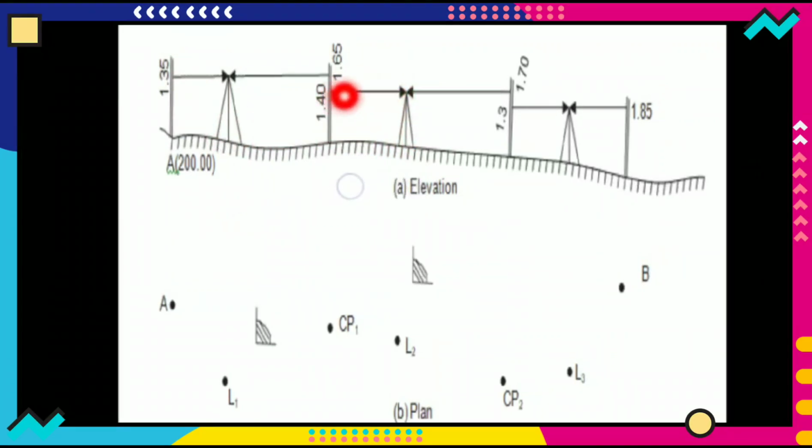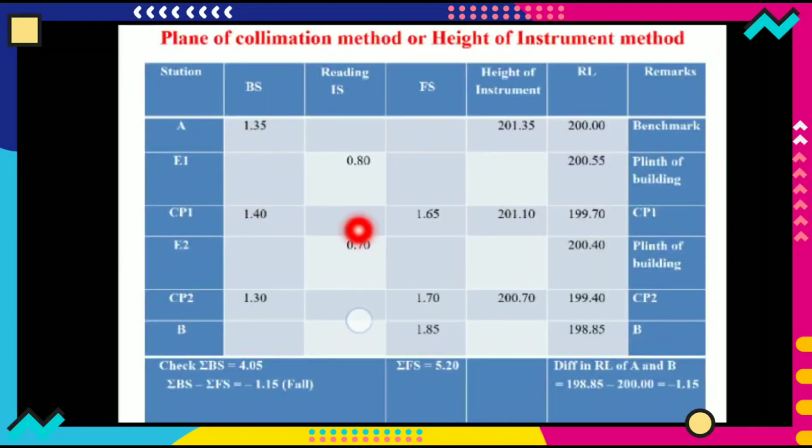This is the first reading, 1.40, after setup of the instrument in this location. So that is a backsight. Where we take backsight and foresight simultaneously at a point, that point is called a change point. Due to that, this 1.40 is written in front of this foresight, because the point is CP1 and there are two readings. Where we take backsight and foresight simultaneously, that point is called a change point.